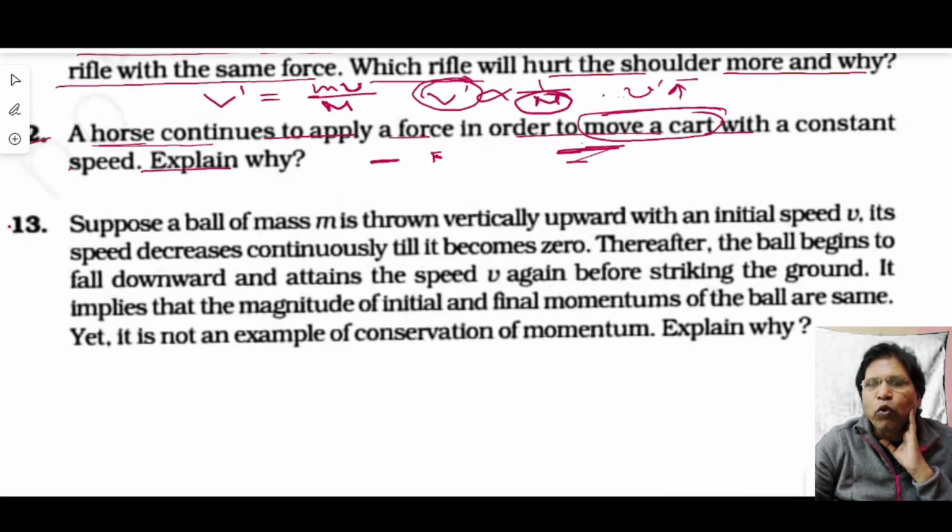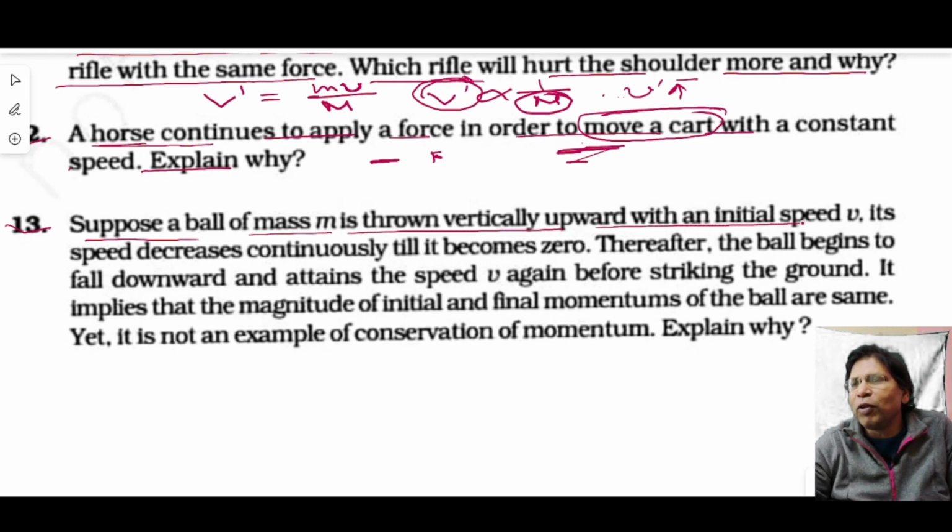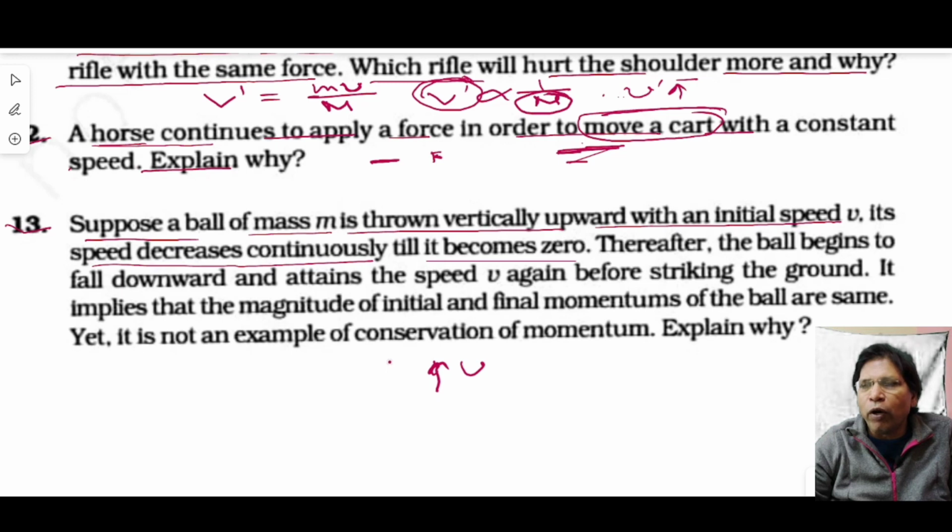Okay. Now question number 13. Suppose a ball of mass m is thrown vertically upward with an initial velocity v. Its speed decreases continuously till it becomes zero. Look at this, when a body is projected vertically upward, acceleration due to gravity g is directed in the downward direction. That is why the final velocity v dash of the body finally becomes zero.